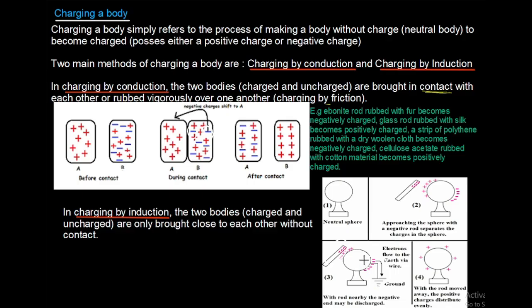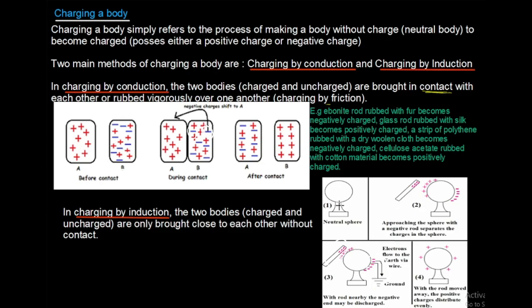All right, after the negative charges have all moved out, remove the earthing material first, so that the negative charges cannot move back in. After removing the earthing material, you now remove the rod. As you remove the rod, the positive charges will now arrange themselves as we have here. So you can see this sphere, which was neutral initially, is now positively charged. It says with the rod moved away, the positive charges distribute evenly. But don't forget, you remove the earthing material first before removing the rod.